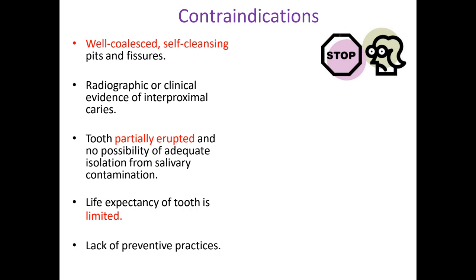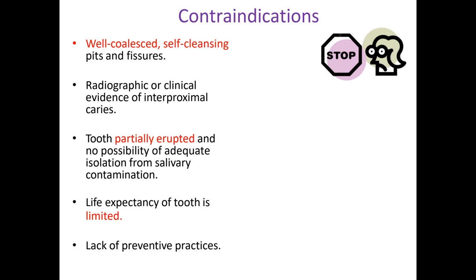If the tooth is partially erupted, the disadvantage in this condition is that we are not able to maintain isolation, which is the most crucial step in pit and fissure sealant placement. So that is one of the reasons why we can't place it in the case of partially erupted teeth.